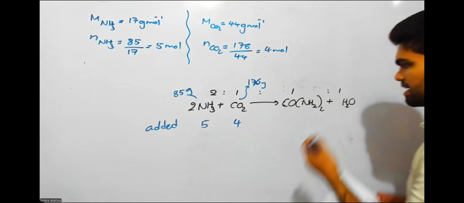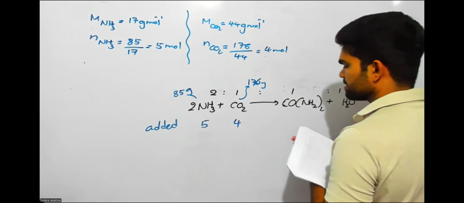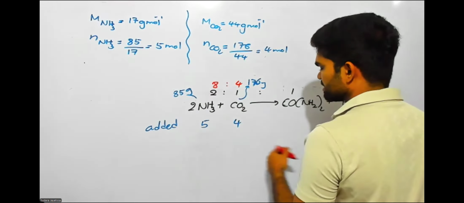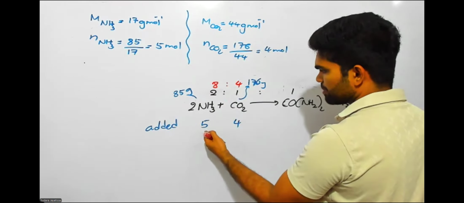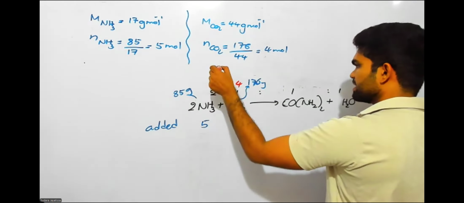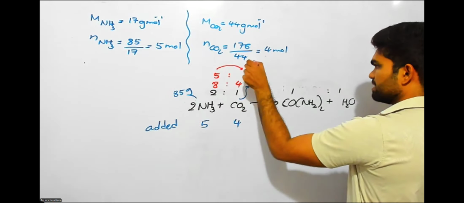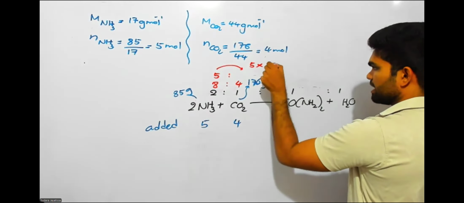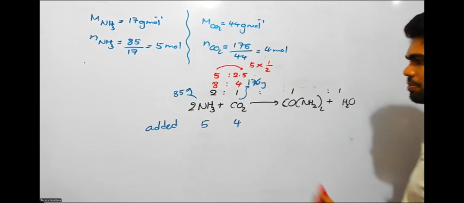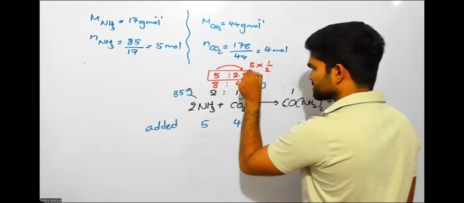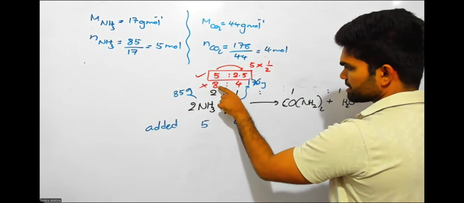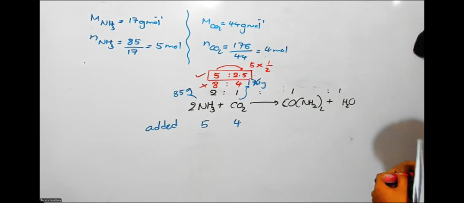So now again, it's a limiting reactant question. To react with 1 of this, you need 2 of this. So to react with 4 of this, you will need 8 of this. We don't have 8, so therefore ammonia is the limiting reactant. To react with 5 of ammonia, how much carbon dioxide is needed? Divide 5 by 2 and multiply by 1. So this is half, you will need only 2.5, and you have 2.5. So this is the ratio that's going to work. This other ratio is not going to work because 8 moles of ammonia is not there.